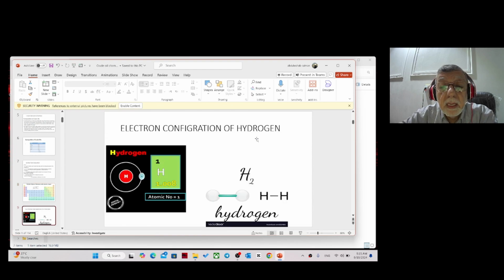Now we come to the electron configuration of hydrogen. In each element there is an atom. This atom consists of the nucleus and the shells, maybe 1 shell, 2 shells, 3 shells, according to the number of electrons. Each nucleus contains a number of protons and a number of neutrons. In the shell there are electrons. The number of electrons is always equal to the number of protons in the atom.